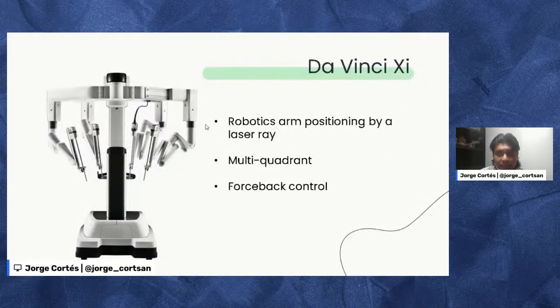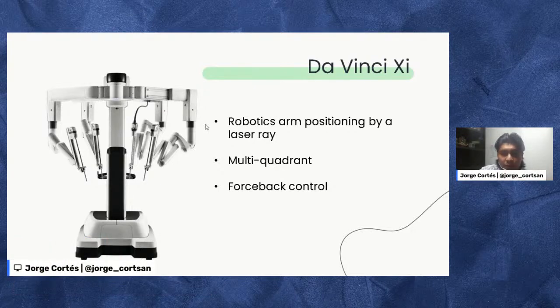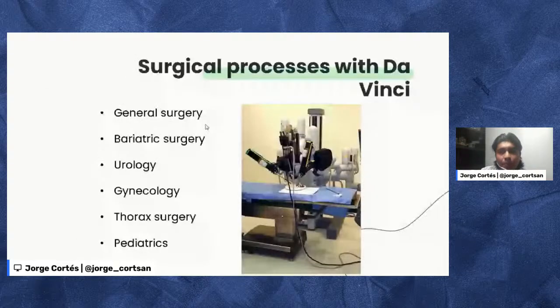Next, we have the Da Vinci Xi. This Da Vinci Xi has laser positioning technology for the robotic arms. Also, it has multi-quadrant technology, which lets the doctor control the robot in all four quadrants. The Da Vinci X has force feedback control technology, used specifically in the medical sector. Some surgical processes with Da Vinci are general surgery, bariatric surgery, urology, gynecology, thorax surgery, and pediatric surgery.